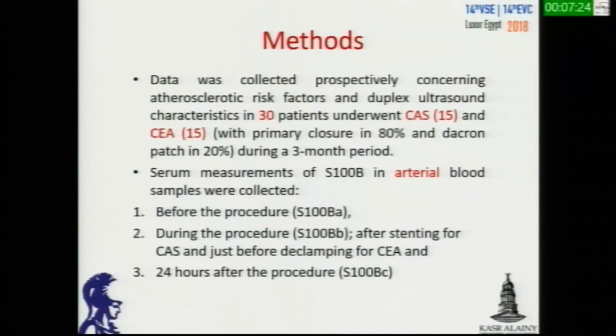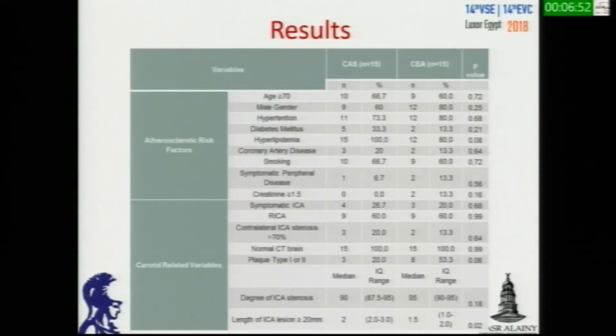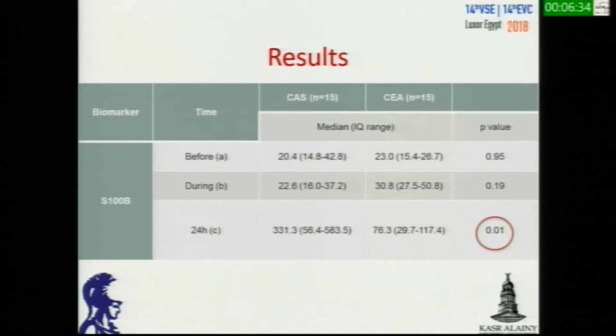We monitored the S100 in arterial blood, not in the CSF, because of the invasiveness of the sampling. We collected the S100 before the procedure, during the procedure, which means after stenting in CAS cases, and just before declamping for the CEA arm of the study, because we wanted to have the maximum effect of silent brain injury. And of course, 24 hours after the procedure. We had similar demographic data and similar atherosclerotic risk groups, with a mix of symptomatic and asymptomatic cases. However, we couldn't randomly distribute the cases because we had some indications that led us to choose CAS versus CEA.